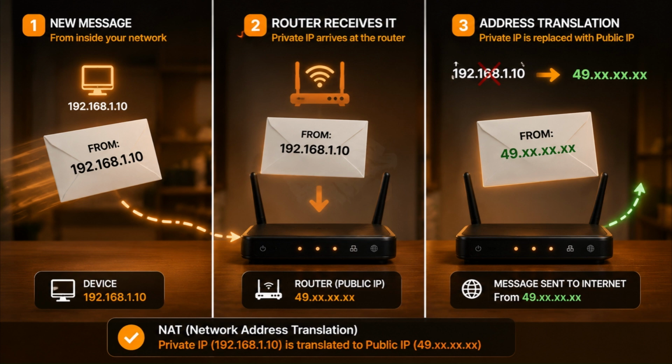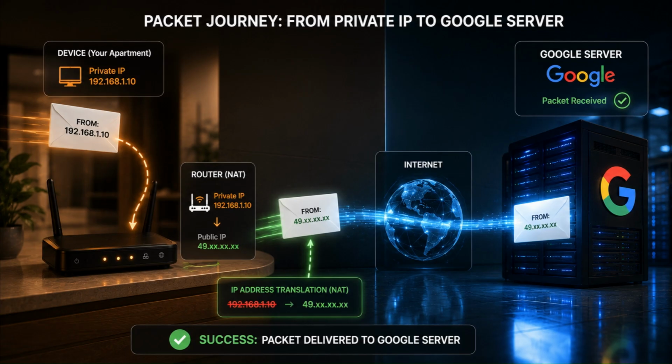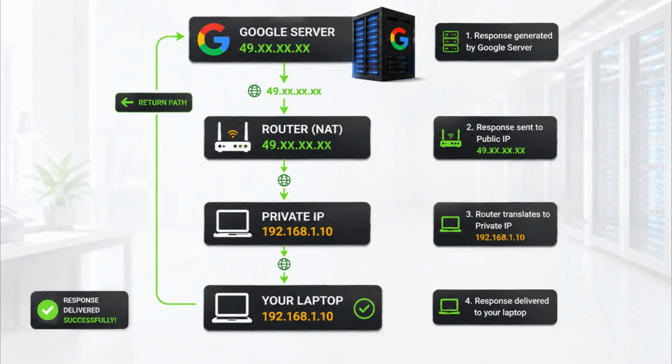For example, the laptop has the IP address 192.168.1.10. The router has 49.x.x.x. When the laptop opens Google, the router replaces the private IP address with the public IP address. Now the packet can travel on the internet, so Google sees the public IP address and not the private IP address. When Google responds, the router remembers which device requested the data and sends it back to the correct device.